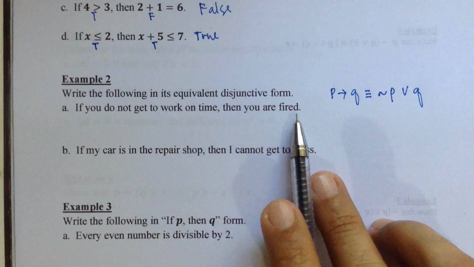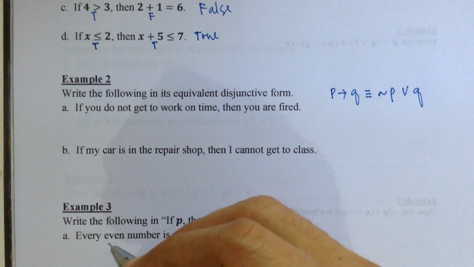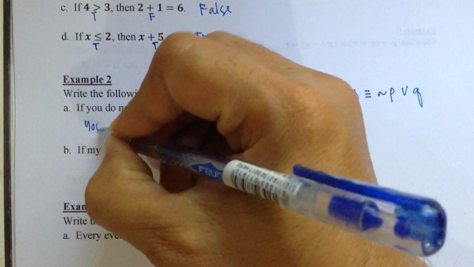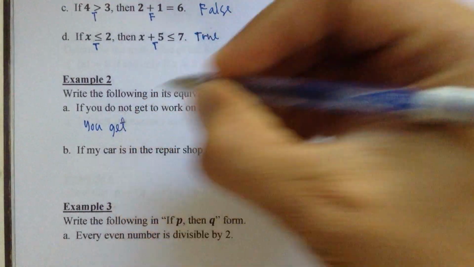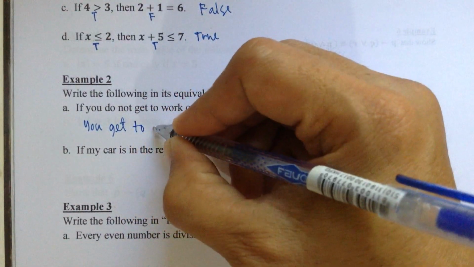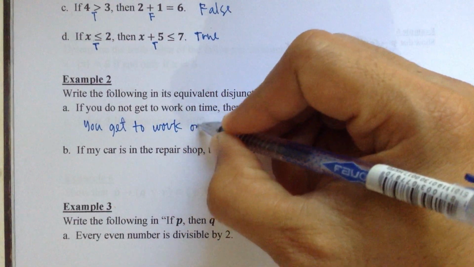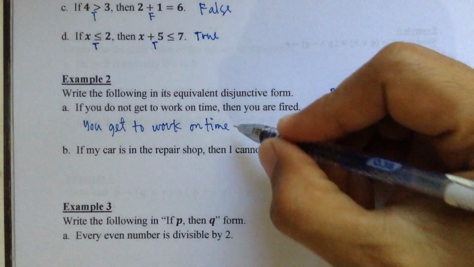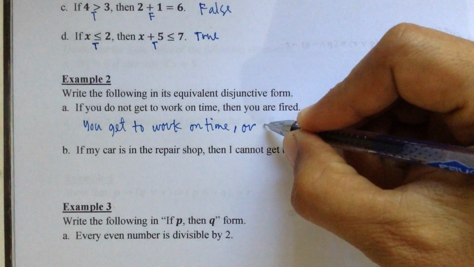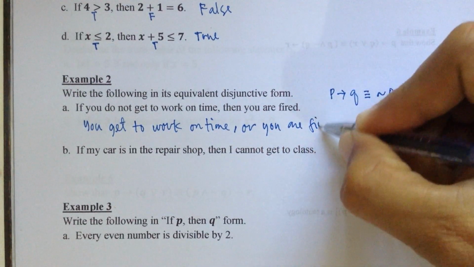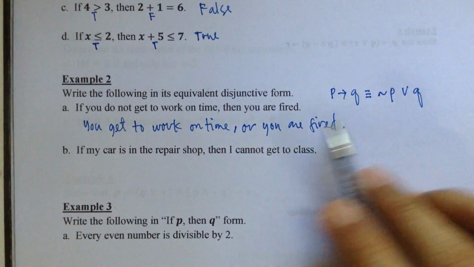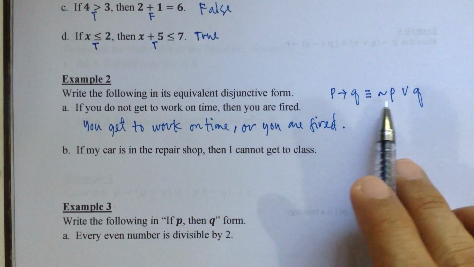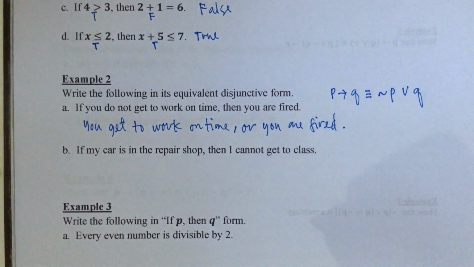So we say write the following in its equivalent disjunctive form. This is your P and this is your Q. So in disjunctive form, this is the negation of this P. So you say you get to work on time, or you are fired, right? Okay, so you negate this one. The negation of this is you get to work on time, or replace this with or you are fired. So that's your disjunctive form.